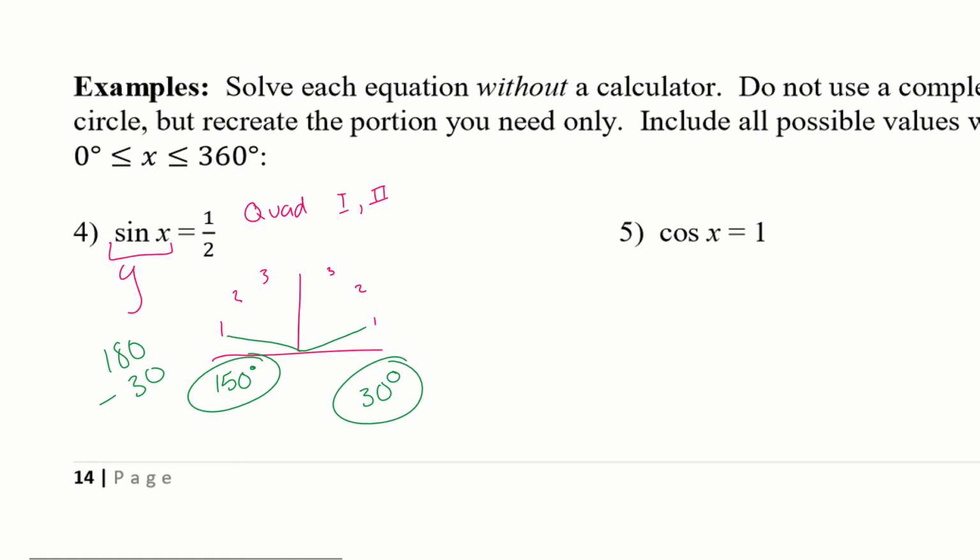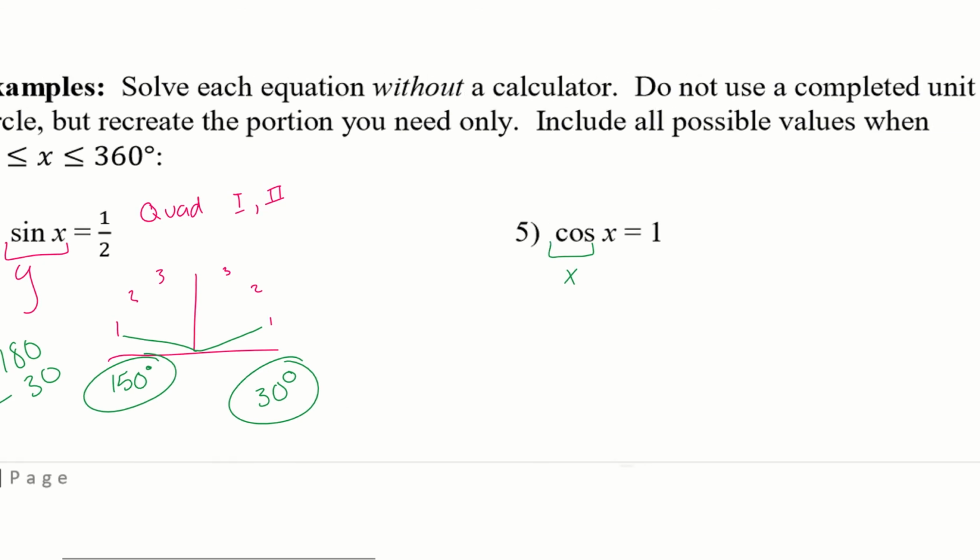All right, let's take a look at cosine. So cosine is our x value, and this is when x equals 1. The nice thing about that is the only places where anything equals 1 will be on the axis. Now, since it is positive 1, not negative 1, I only have one option to choose from.